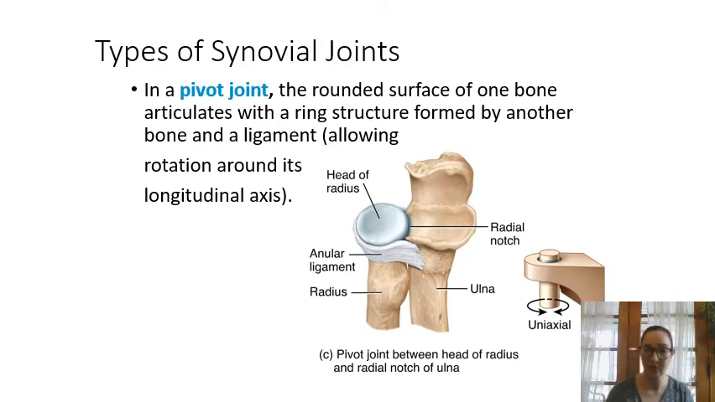A pivot joint is one where we have rotation. So you also have a pivot joint in your elbow, right? That pivot joint is where you can see in this picture here the head of the radius rotates around the radial notch of the ulna. And so that allows for movement of your forearm. The fact that you can rotate your forearm around is because of this pivot joint between the radius and the ulna.